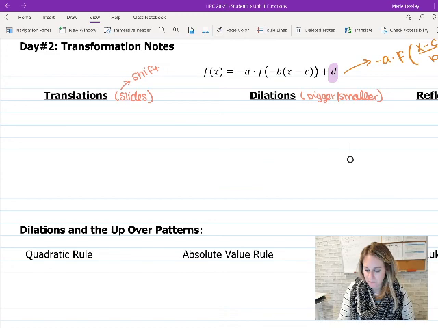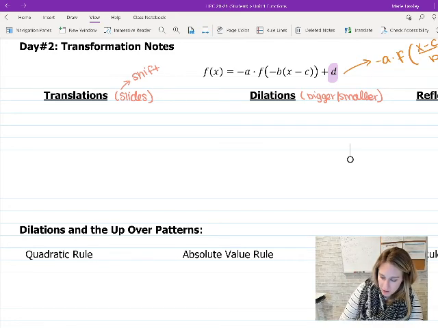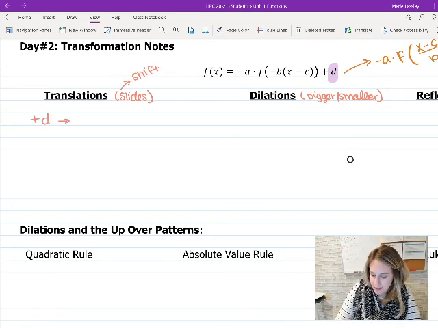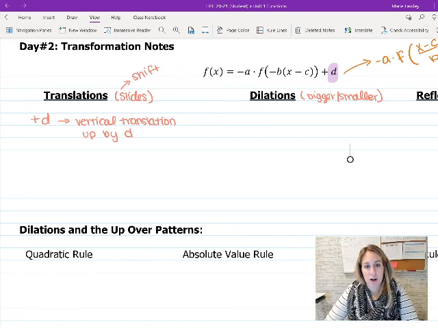All right, so here we go. We're looking at this D value, and this is what's going to be our vertical translation. If D is positive, so if we have plus D, plus some number on the end, this is a vertical translation up by D. So we are translating our graph up by however much D is. If it's a plus D, we move up by D.